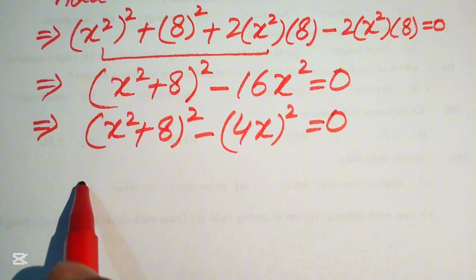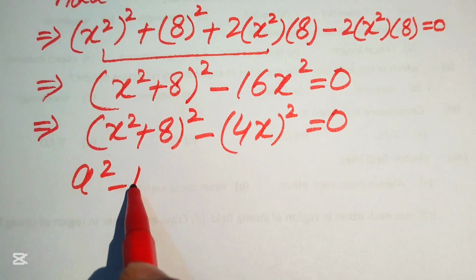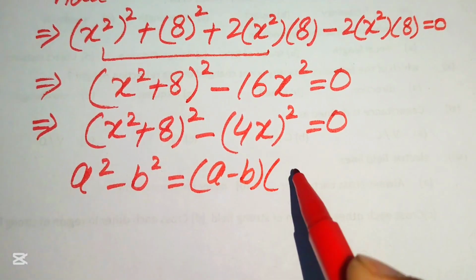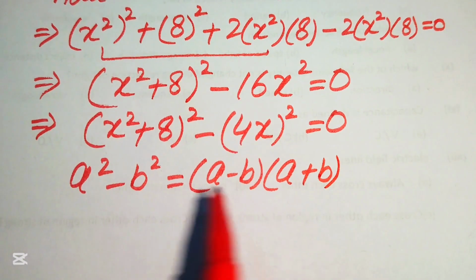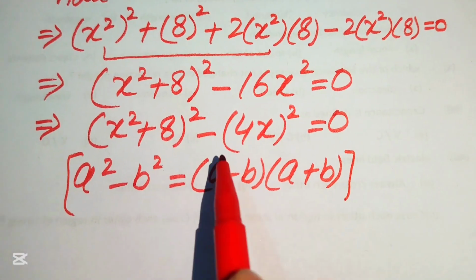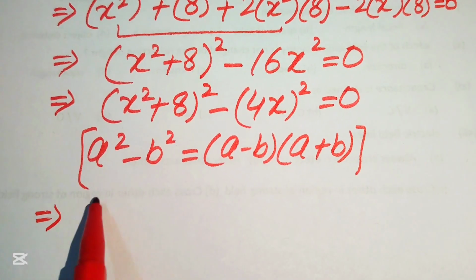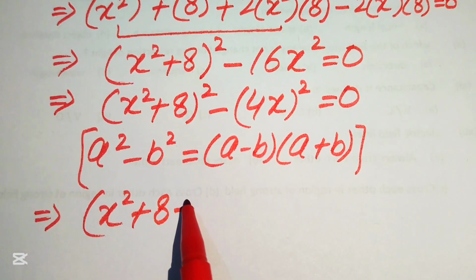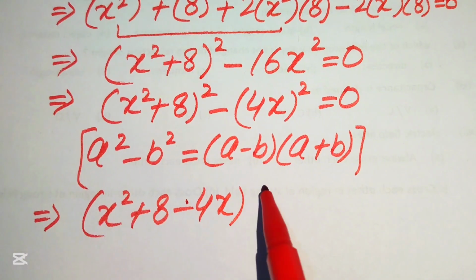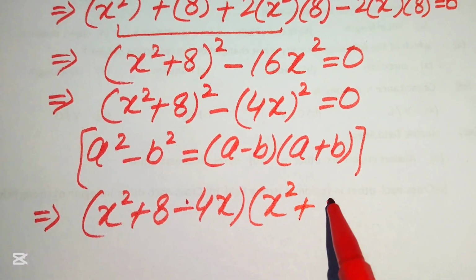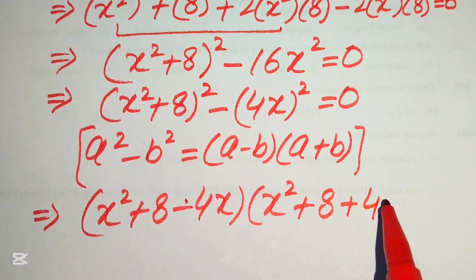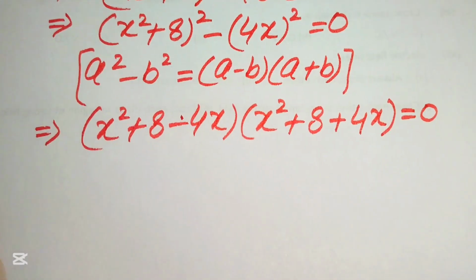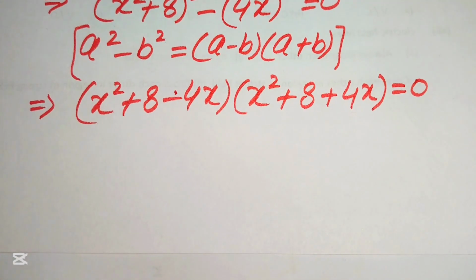So here we can apply another algebraic formula. You know that if you have a square minus b square, it is equal to a minus b times a plus b. According to this algebraic formula, we write our above equation in this form: x square plus 8 minus 4x, into x square plus 8 plus 4x, and this is equal to 0.